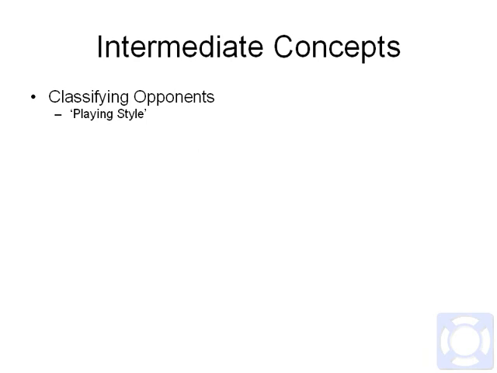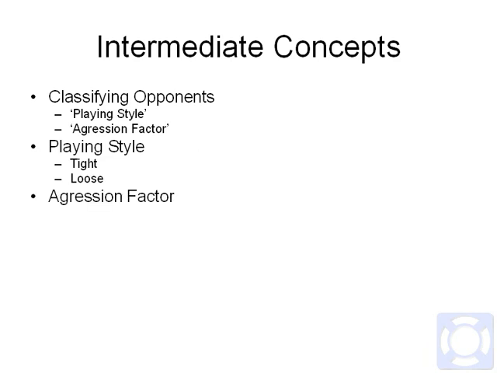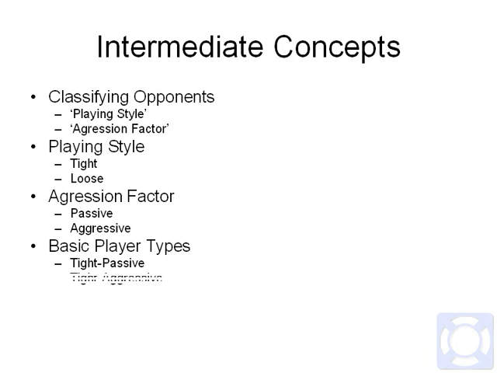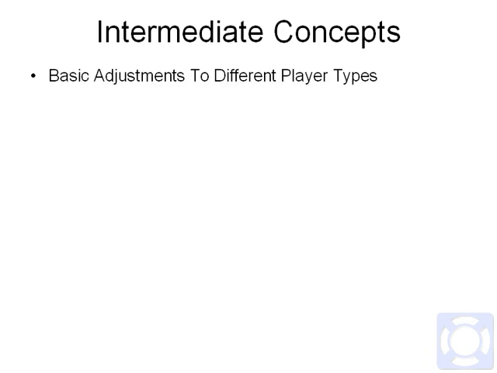There's two ways that you can classify your opponents: their playing style and their aggression factor. Under playing style, there's two different options. They're either tight or loose. And for aggression factor, there are also two options. Most players are either passive or aggressive. That creates four basic player types: the tight passive, the tight aggressive, the loose passive, and the loose aggressive. So now let's talk about how we can adjust to each of these player types to maximize our edge against each kind.